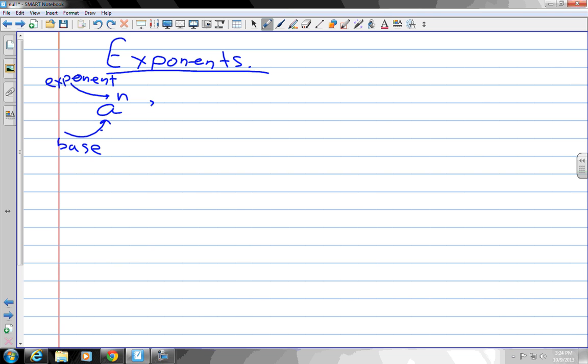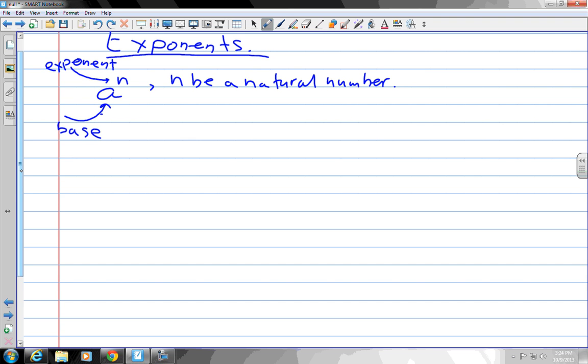And for now, we're going to let n be a natural number, meaning it's a positive integer, so it's a whole number. And the way this works, a to the power n literally means a times a times a times a, a total of n times. Is that okay? Did you learn anything new? No. Good. You shouldn't have.